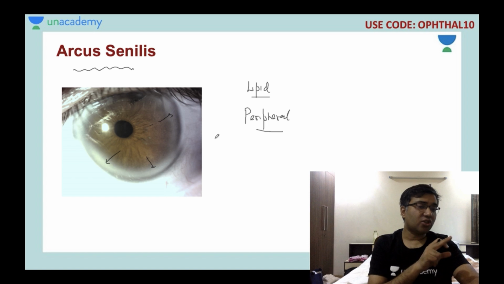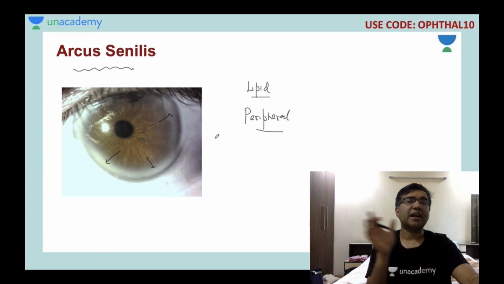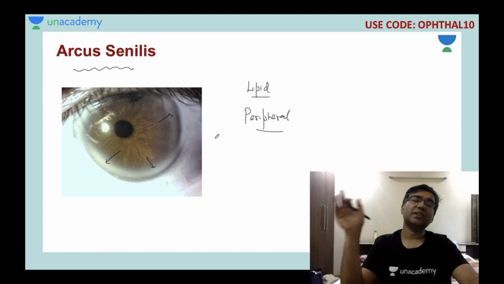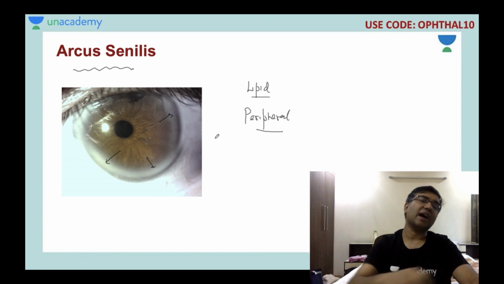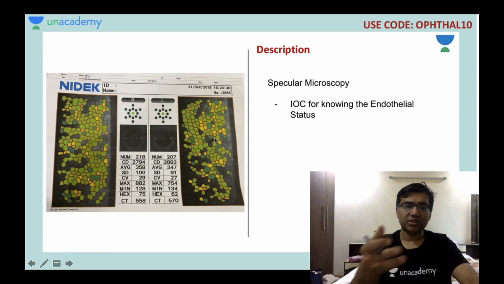The dystrophy that I showed you is a corneal dystrophy, a granular dystrophy. It is affecting the center of the cornea. The arcus senilis, which is a lipid deposition, is there in the periphery. It is not affecting your center of the cornea. Also, it is not an opacity per se after an inflammation because it is having no vascularization. This is arcus senilis.